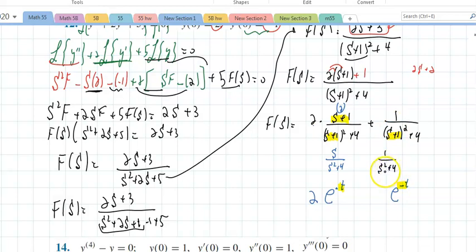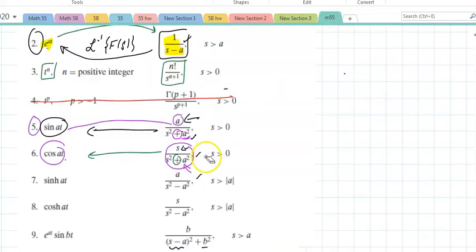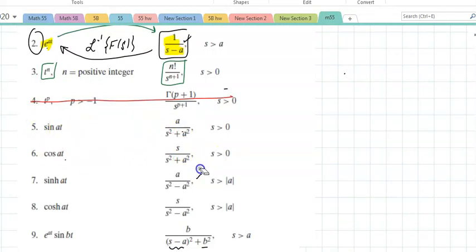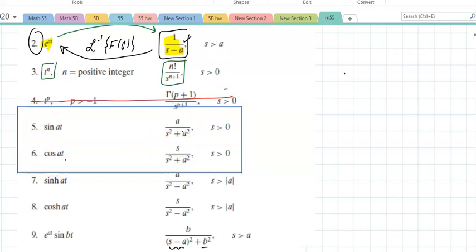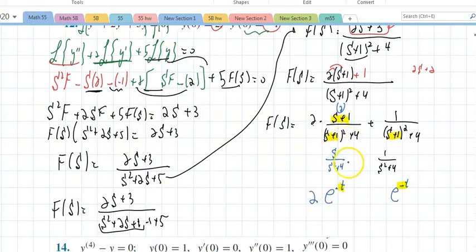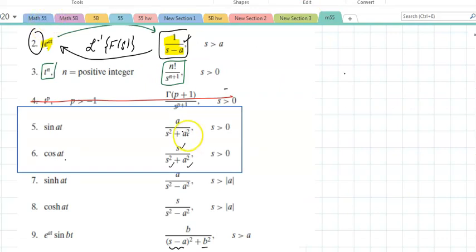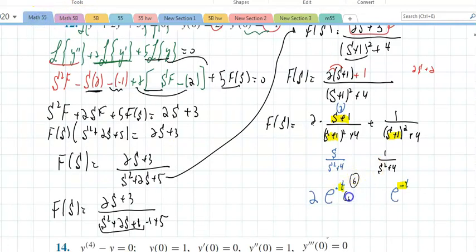If I'm looking at a plus 4, I notice the plus is only in one of those two. Again, the beauty of this section. Nothing matches except one of those. It has to be those. Now, the s over s squared plus a squared, number 6. S over s squared plus by 6. This is, what do we say, cosine. Cosine of at, which is 2t.